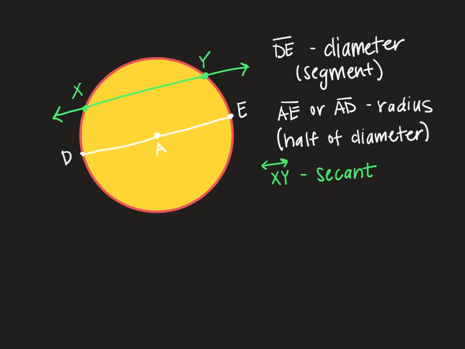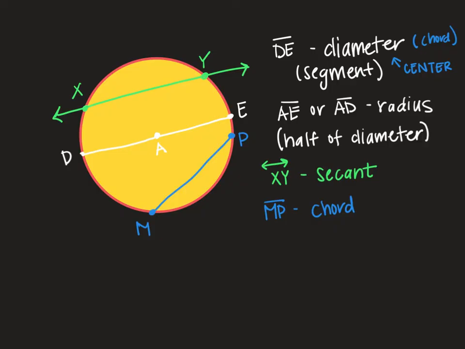Next, we're going to have a chord. So a chord meets a circle at 2 points. I'm going to name this MP. So I have segment MP is a chord. Now technically the diameter is also a chord. The only difference about the diameter that it goes through the center here. Other chords do not go through the center, but the diameter does. That's why it's going to be a diameter.